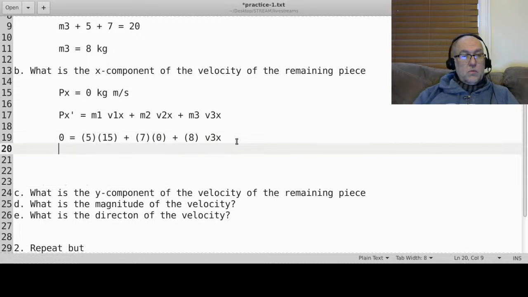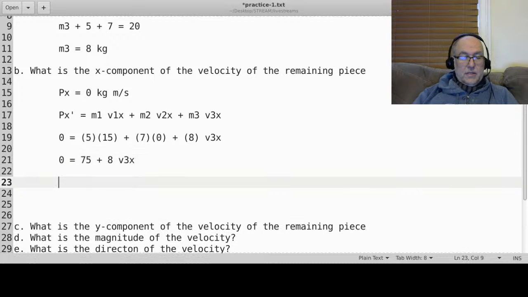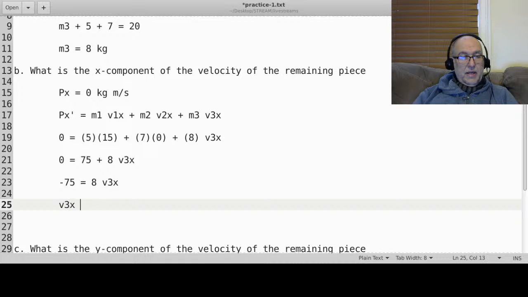So it's just a matter of simplifying this. This is going to be 0 is equal to 75 plus 8 v3x. And so that's going to be negative 75 is equal to 8 v3x. And that tells me that v3x is going to equal, and let me divide this number by 8, it's going to be that.